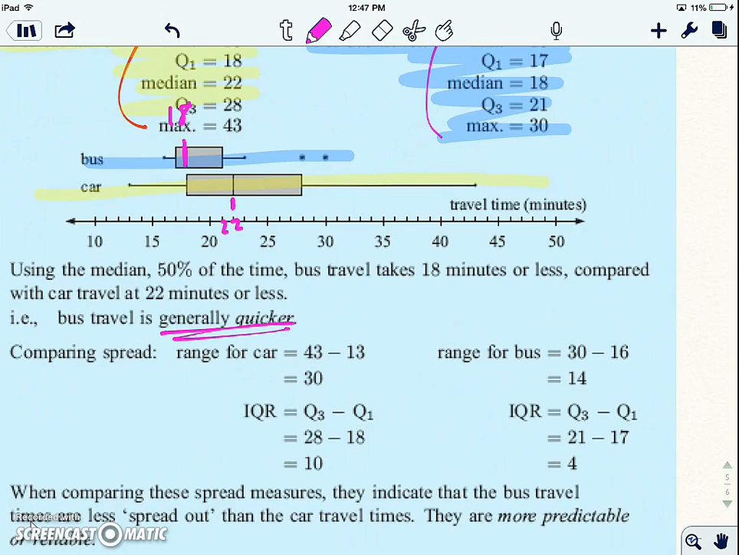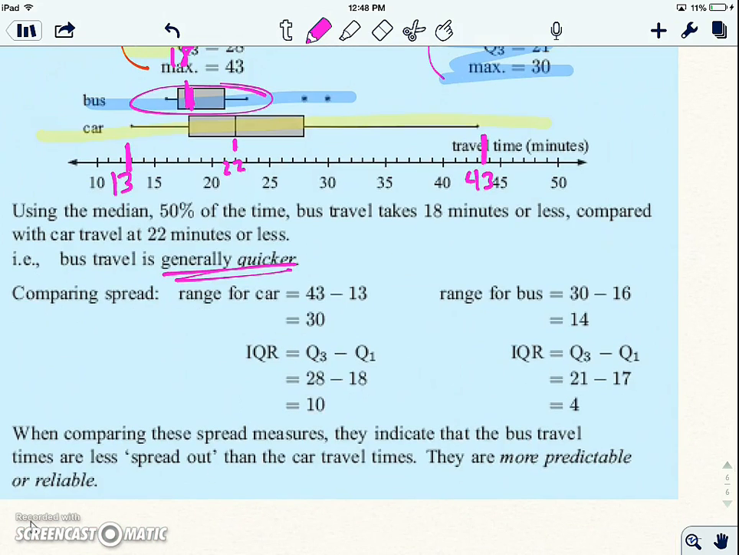Not only that, it's more compact, so it's more accurate. While in your car, there are some days it may take you longer. One of those days it took him 43 minutes to get to work, and here he hit all the green lights, and it took him 13 minutes to get to work. So not only is the middle generally lower, but this one is more reliable. And so that's what they're talking about here. They found the range and the IQR.